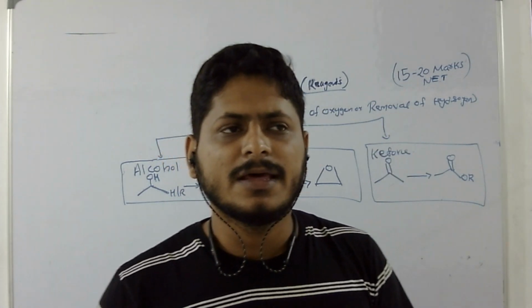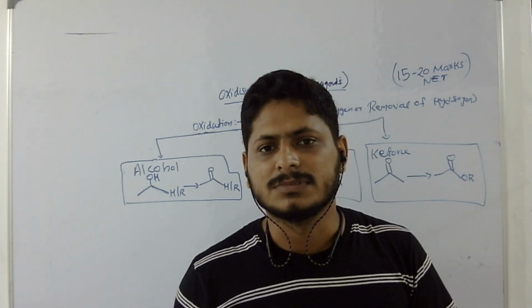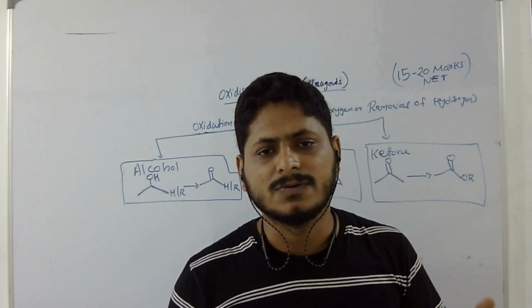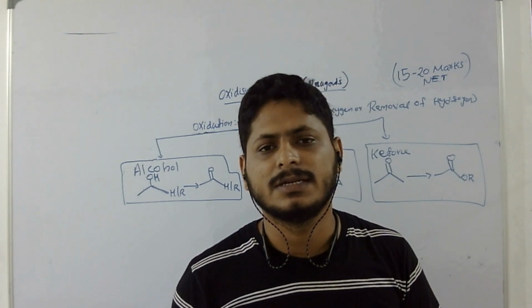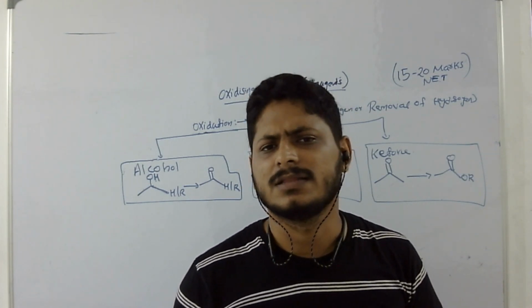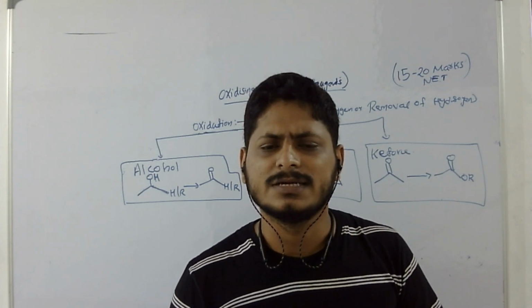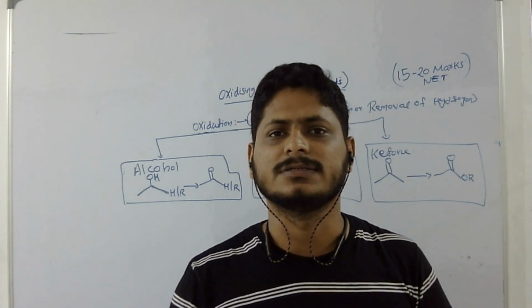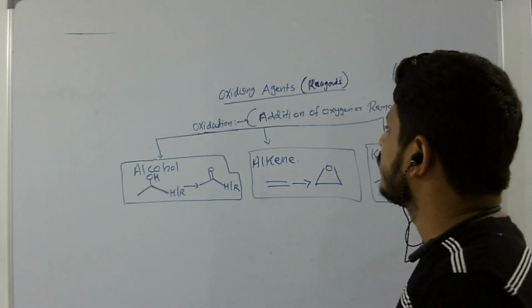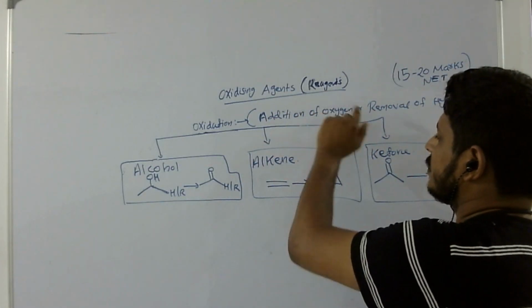So basically there are many kinds of reagents in organic chemistry. We can have reducing agents, oxidizing agents, organometallic reagents. So many reagents are there. Today specifically we are going to discuss the oxidizing agents, that means oxidizing reagents. So let us look into that. So, oxidizing agents or oxidizing reagents.